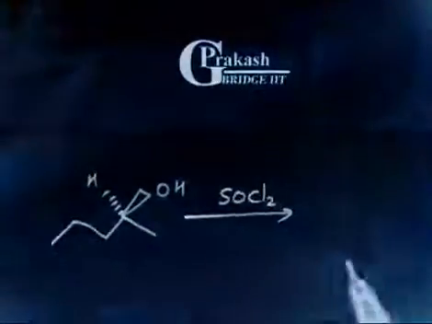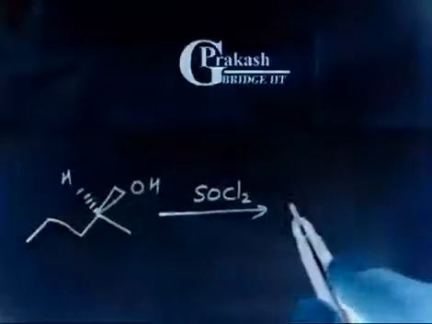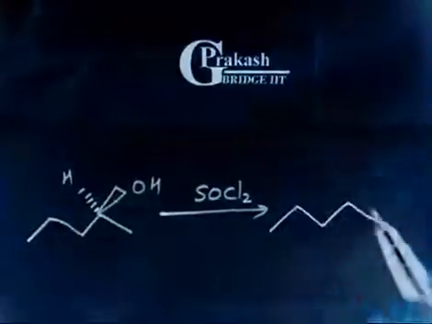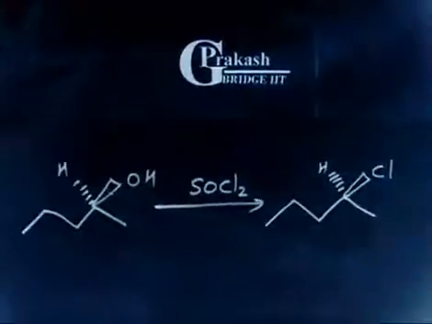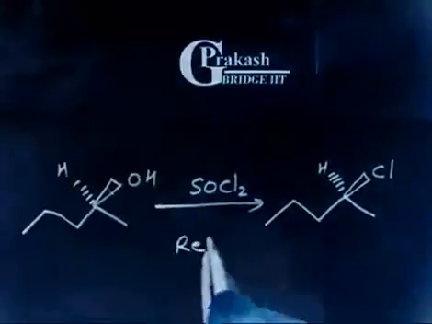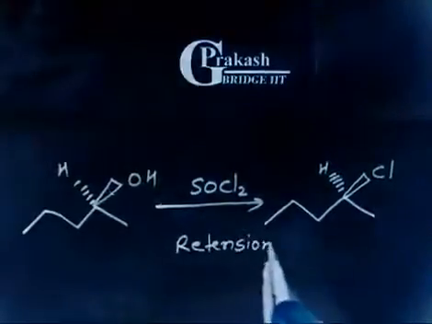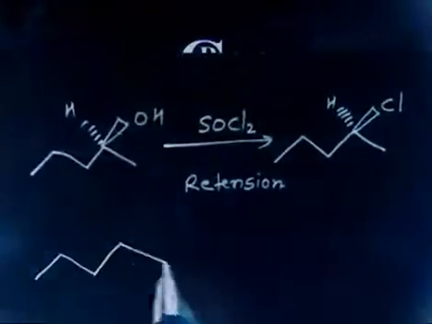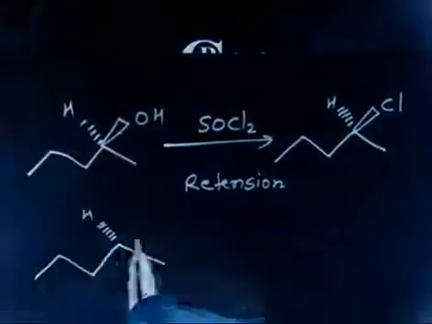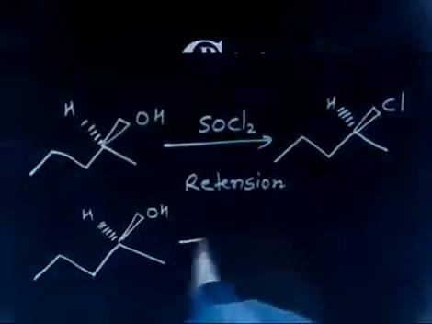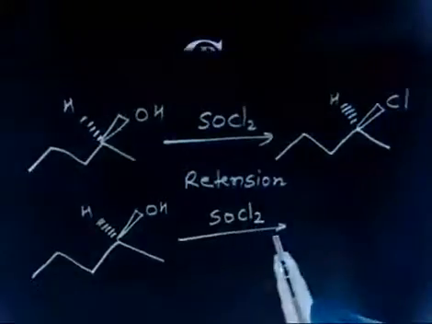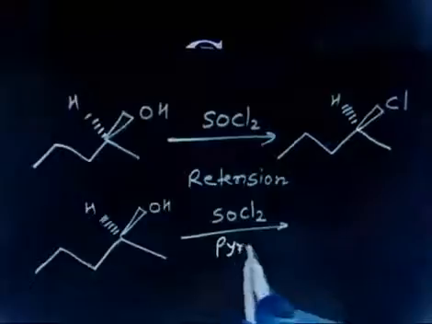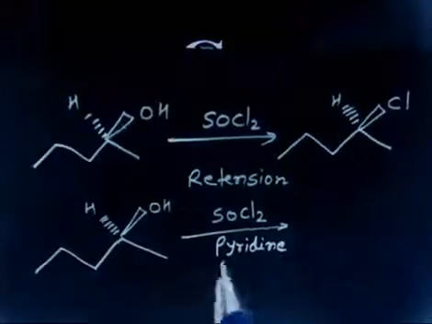Now if you use simply SOCl2, you remove this OH and put a Cl group here. So this goes with retention. Now if you have the same compound, with H here and OH here, and you treat with SOCl2 but in the presence of some base, generally pyridine is used as a base in these reactions, so pyridine, and that is a base.